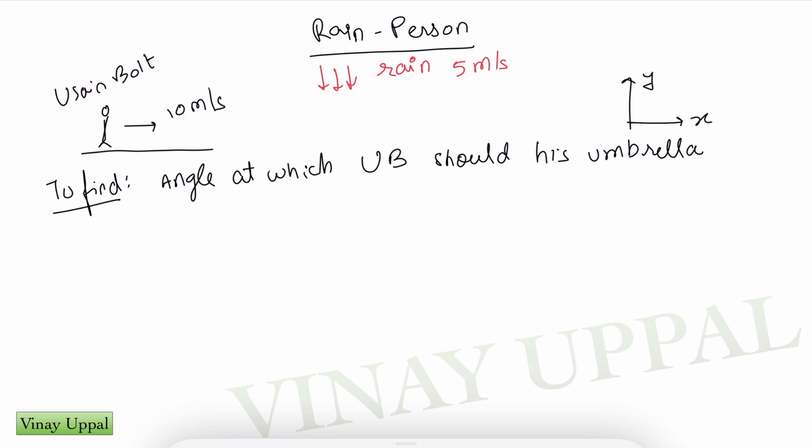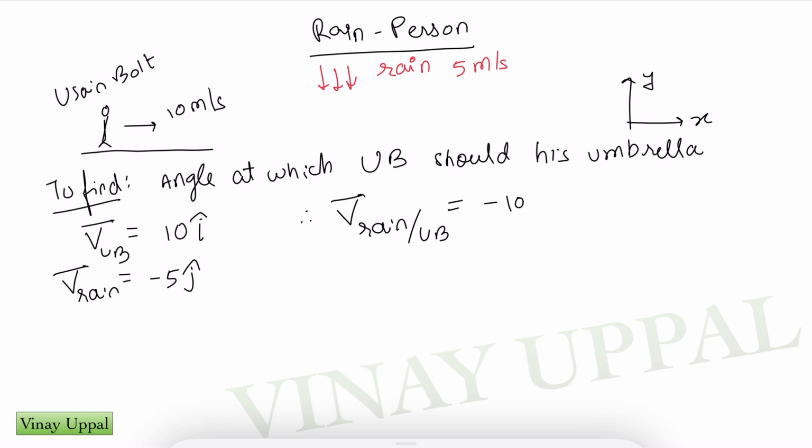The concept is that Usain Bolt will look at in which direction the rain is falling on him, and along that direction he will hold the umbrella. Very straightforward. All we have to do is calculate the velocity of rain with respect to Usain Bolt. I can simply write that the velocity of Usain Bolt is nothing but 10 i cap. And what's the velocity of rain? It's all in the ground frame: minus 5 j cap. It's falling down, so along the negative y-axis, and therefore the velocity of rain with respect to Usain Bolt will be minus 10 i cap minus 5 j cap. Now just plot this vector.